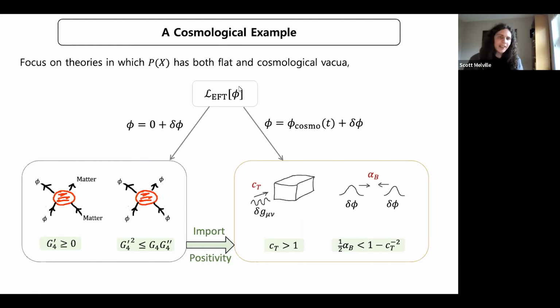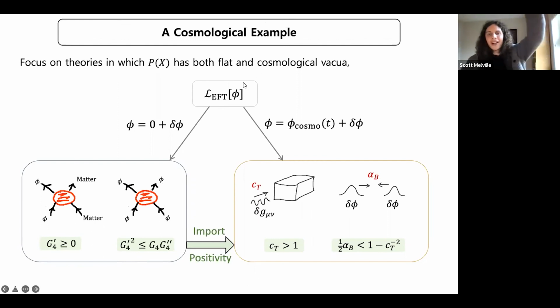And the idea now is to say, well, let me do this calculation in two steps. First, I can expand around the flat background where things are Lorentz invariant. I can compute these amplitudes, and I can run these positivity arguments. If I compute these amplitudes, I'll find that in order to be stable at very high energies in any causal theory, I need the first derivative to be positive. And I also need the second derivative to be bounded in terms of the first derivative. Good. So now we have constraints on this function G4.